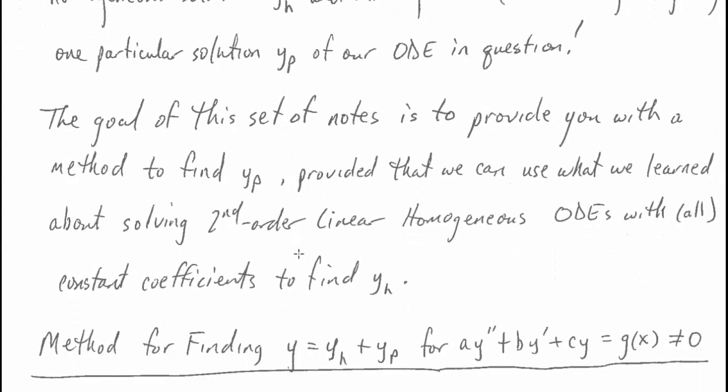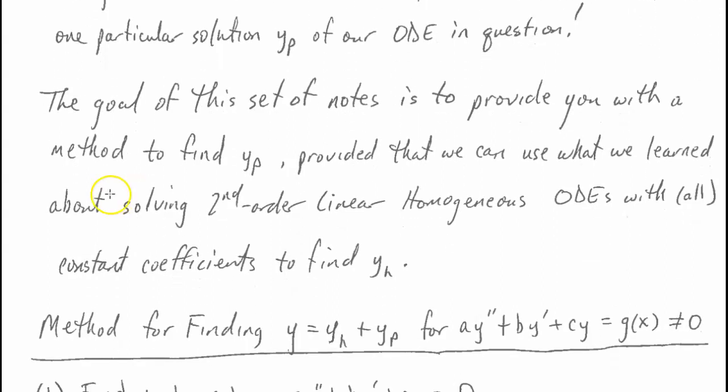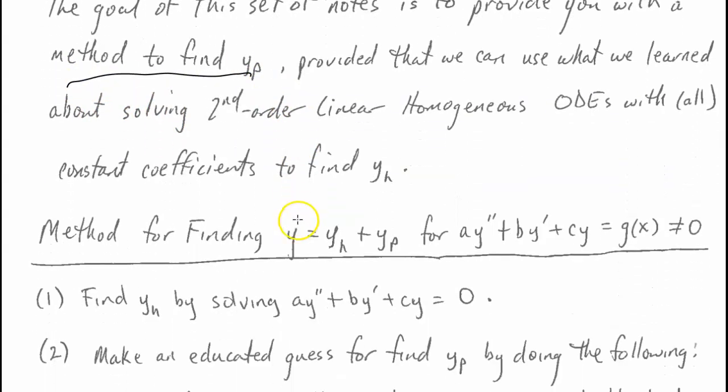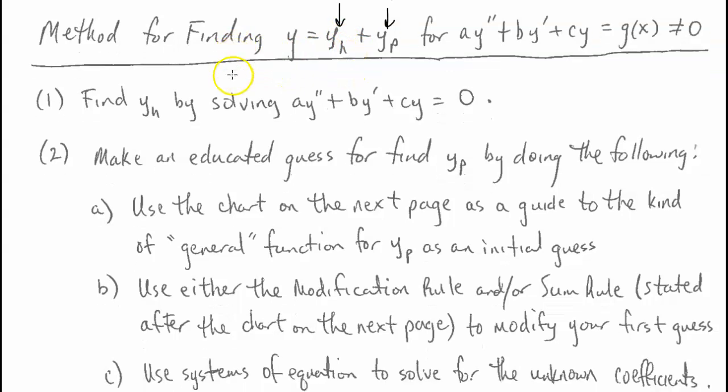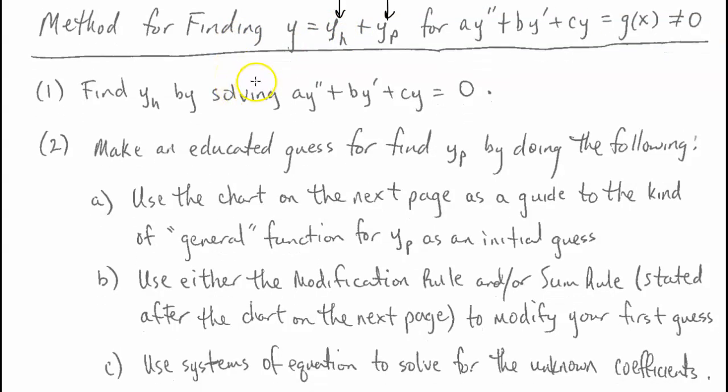So, of course, the goal here is to come up with a method to find what y sub p is, and this is what we're going to talk about now. The first thing that we want to do is, since we know that the total solution is just the sum of the homogeneous solution plus a particular solution, we're going to take the low-hanging fruit first, which is to look at what the homogeneous solution is and go ahead and figure it out. The next thing that we'll do is make an educated guess on what the particular solution should look like in its general form.